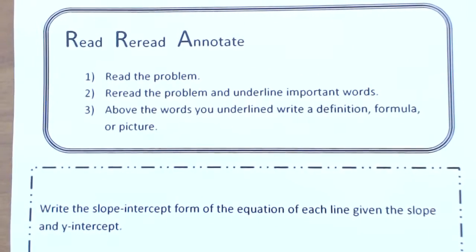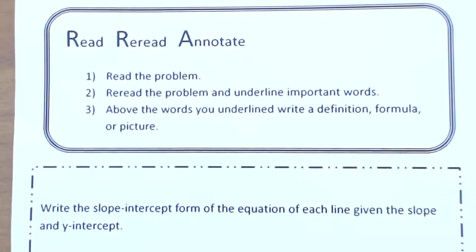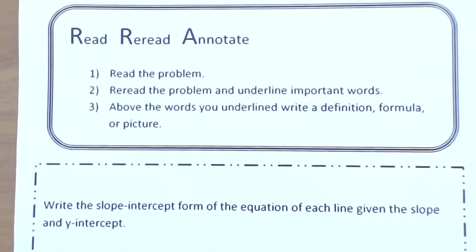The first thing that we need to do is read the problem. The second thing is to reread the problem and underline important words. The third and last thing is, above the words you underline, write a definition, a formula, or picture. You can also do all three, but we're trying to start where we're just writing something down with the words that we underline. So here we go.